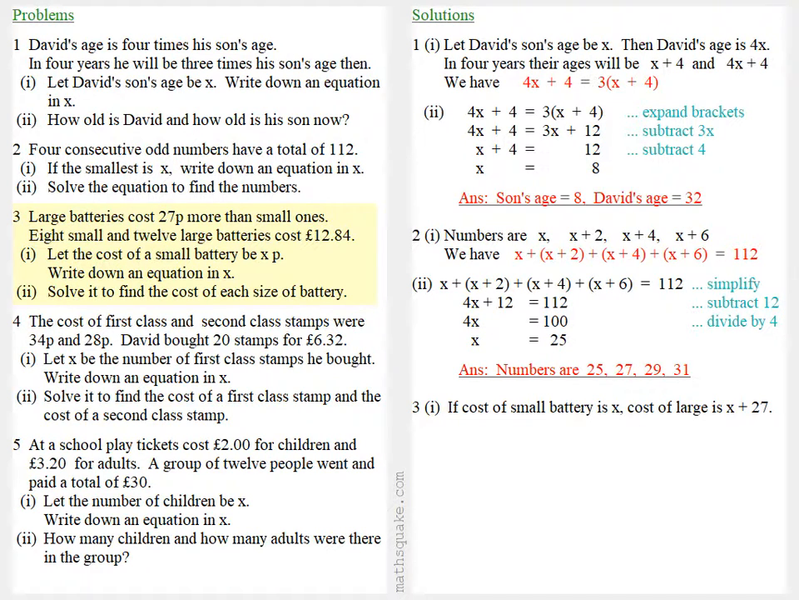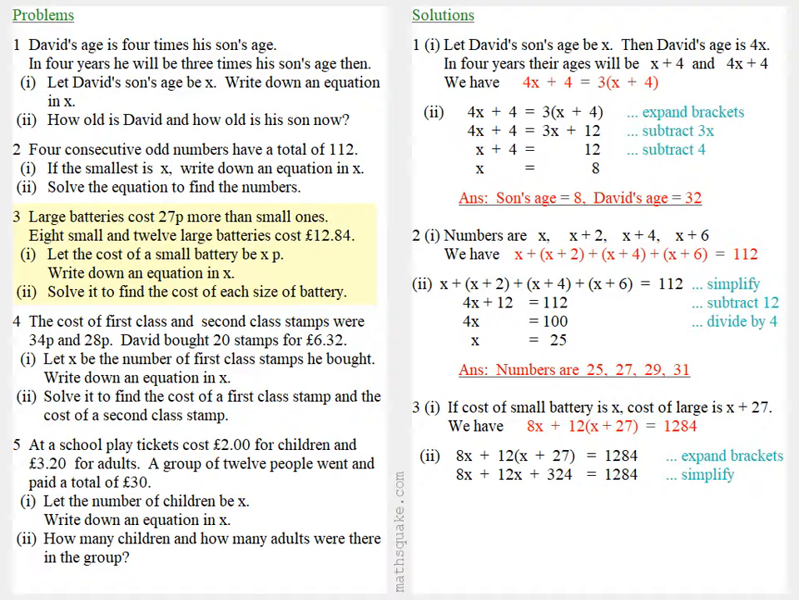Well, if the cost of a small battery is x, the cost of a large is x plus 27, and we have 8 small and 12 large costs £12.84. So 8x plus 12 into x plus 27 equals 1,284. Now we can solve that equation by first expanding the brackets. That gives us 8x plus 12x plus 324 equals 1,284. And we can simplify. That's 20x plus 324 equals 1284.